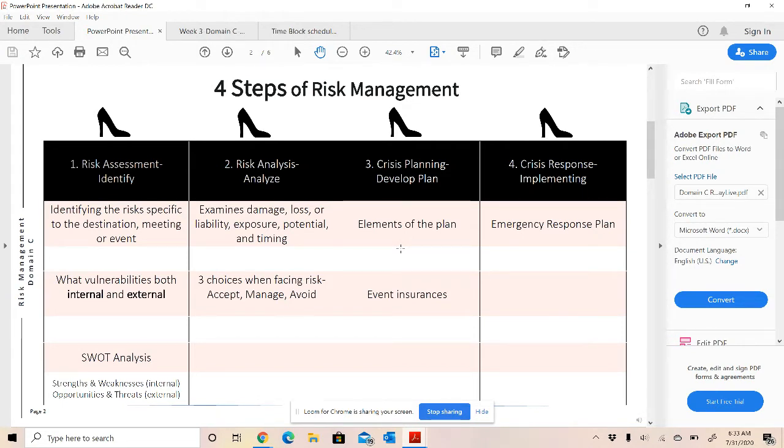And then the third step is crisis planning. This is where you're developing the plan. So the meeting professional has no greater responsibility than ensuring the health and safety of our attendees. So this is always our number one goal with events. So I think that's why so many meetings are being canceled right now because of COVID. It's just so awful with the hotels and staff being furloughed. But the number one priority is that we keep our attendees safe. So make sure that you know that.